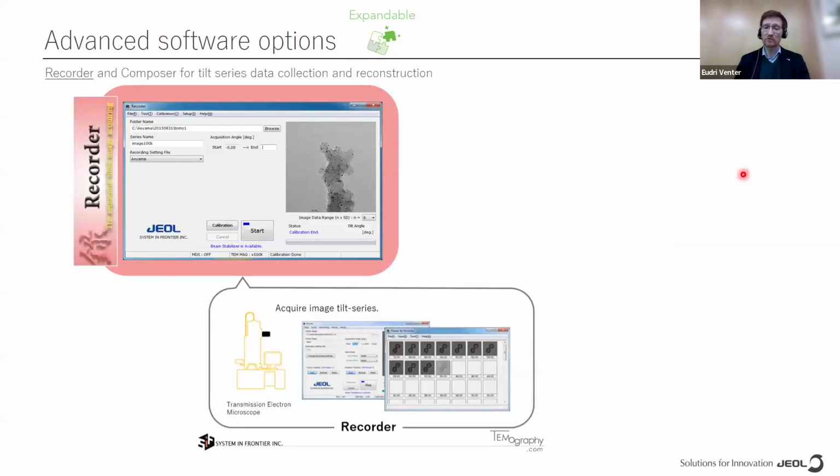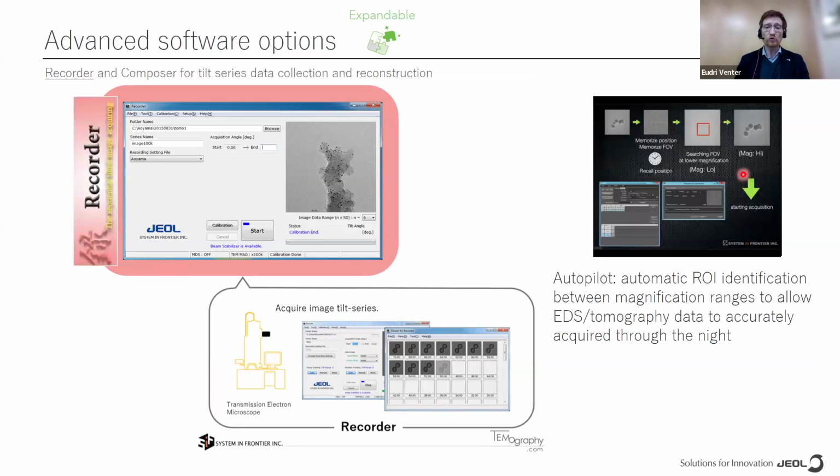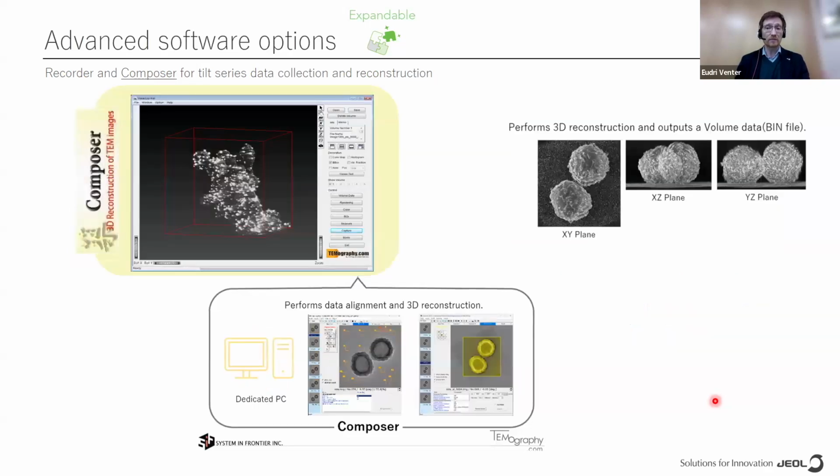Then there's also software available for tilt series tomography reconstruction. So it allows easy setup of tilt series data collection. And there's an autopilot feature that allows automatic region of interest detection based off of low magnification data. So what this allows you to do is multiple areas of data collection over longer overnight experiments, with the comfort of knowing that your region of interest will always be kept in view. There's the JEOL Composer software, which is the tilt series processing software to allow you to do your tomogram reconstructions.